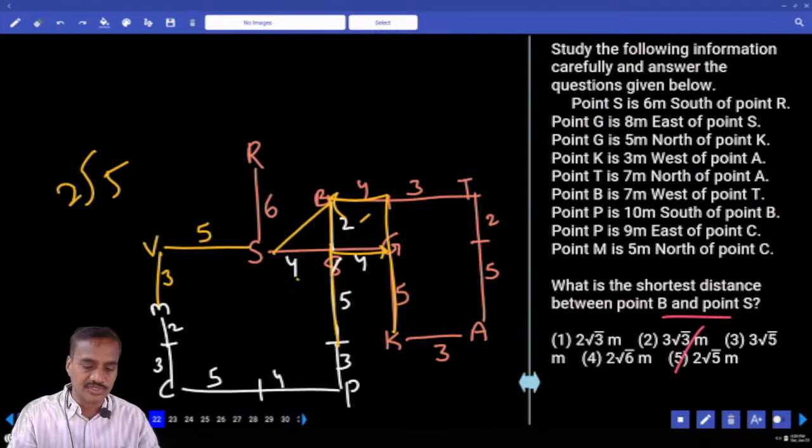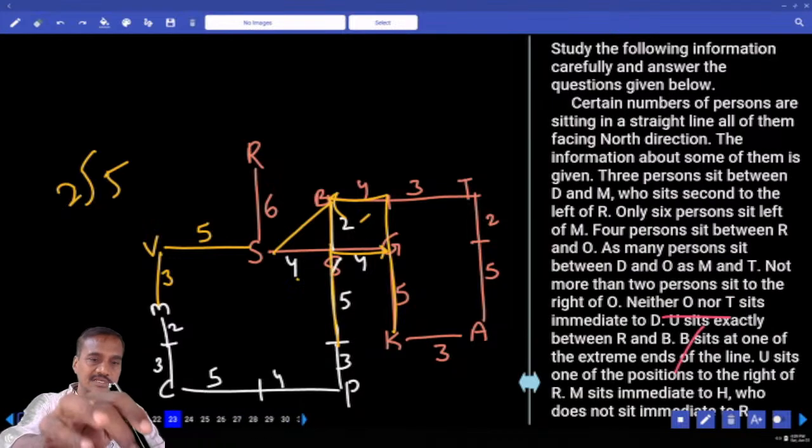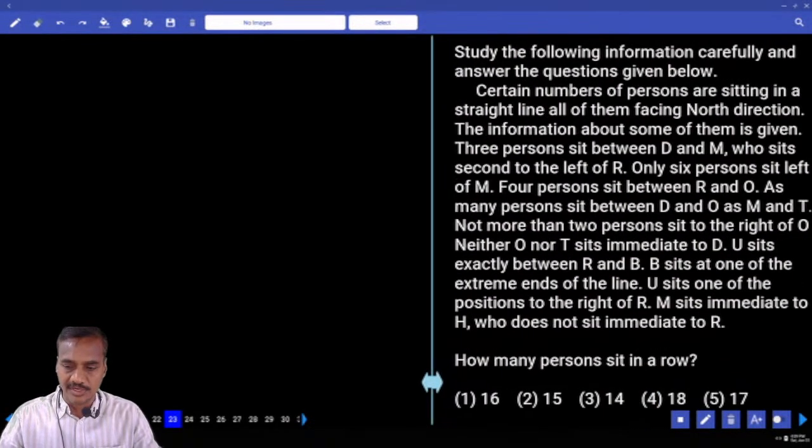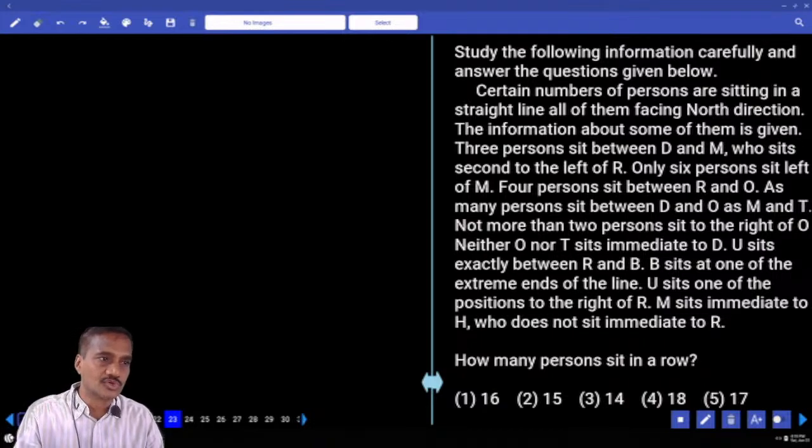The next one, 23 to 27. Certain number of persons seated in a row, circular and row. See here, first priority now, second priority now. Put this one last. Why? Because we have already done 2 sets, 2 puzzles already. By now the time must be almost over, so if you keep this for later, the remaining ones may be easy.